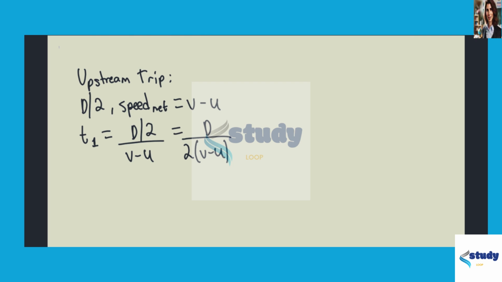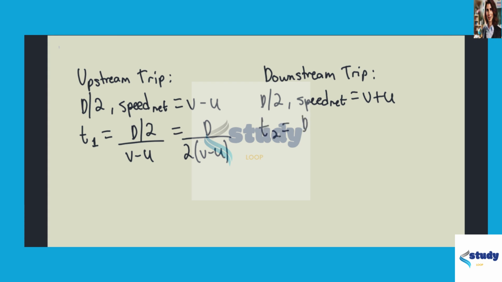For the downstream trip, again, we are covering a distance of d over 2. However, here the net speed is going to be equal to v plus u because now the water is working with you. So t sub 2 would equal d over 2 divided by v plus u, and this will equal d divided by 2 times v plus u.